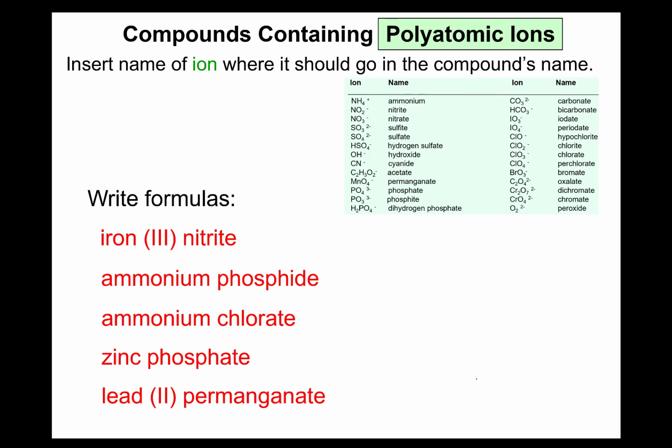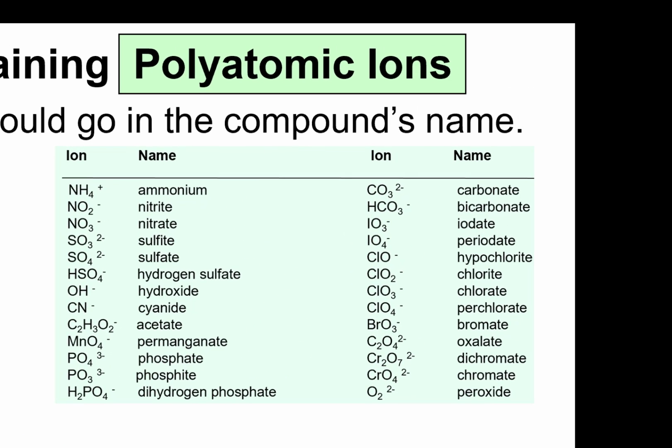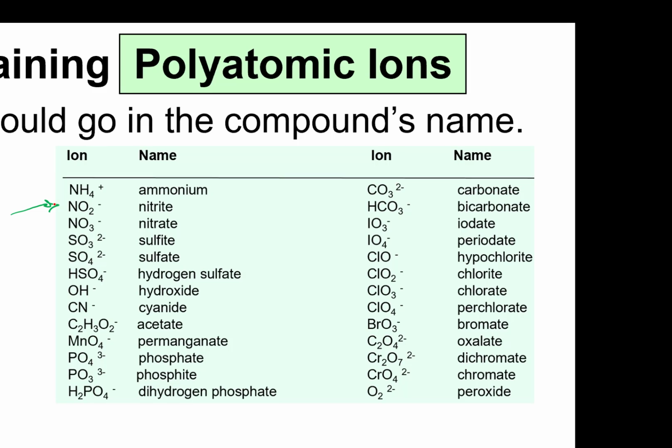Iron 3 nitrite. First, I want you to recognize that because this ends in ITE, it is not nitrogen from the periodic table. If it were nitrogen from the periodic table, it would end in IDE. So because it's not IDE and it's ITE, that tells me that this is a polyatomic ion. So if I look up in my list here, I see nitrite. It's NO2-.